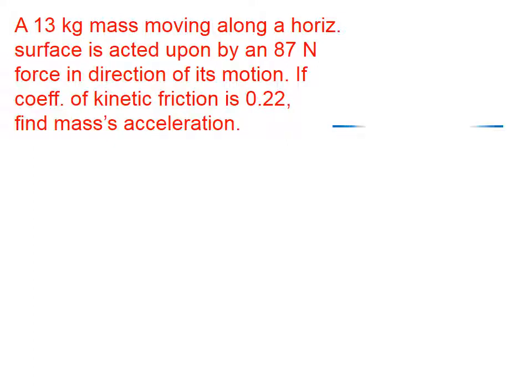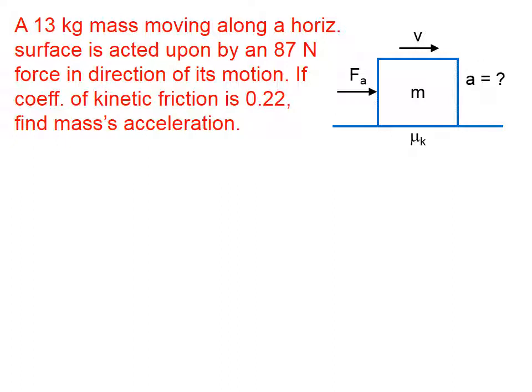Here we have a 13 kilogram mass that's moving along a horizontal surface, and it's acted upon by an 87 Newton force in the direction of its motion. The coefficient of kinetic friction is 0.22. Find the mass's acceleration. So in terms of variables, this is our situation.